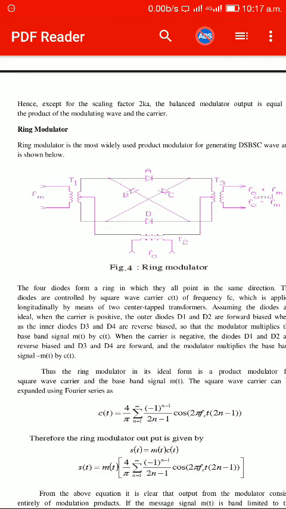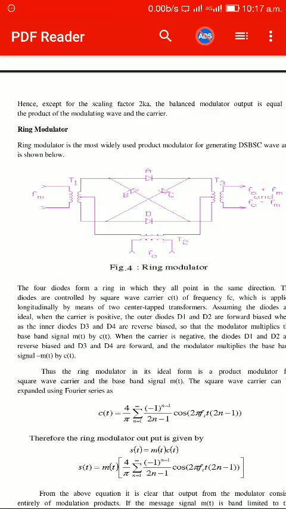And here the square wave is given by its Fourier series. Due to the switching action of the diode, that is, the diode acts like a switch, the DSBSC signals are going to be generated.